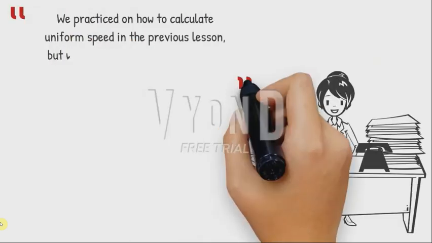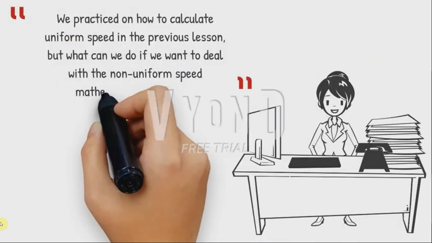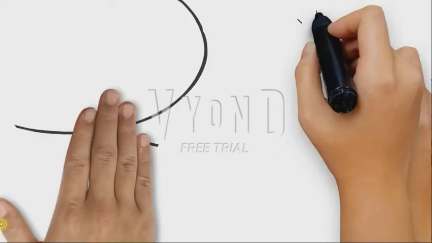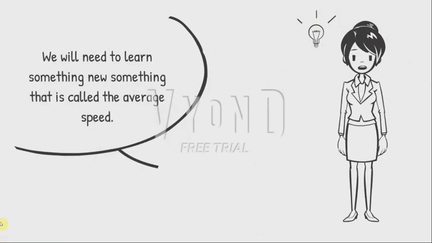In the previous video, we learned how to calculate speed. We were talking specifically about uniform speed. It's distance over time. But now we need to learn how to calculate the non-uniform speed. We will take examples of mathematical problems. If we want to learn how to calculate the non-uniform speed, we need to learn about a new term, which is called the average speed.